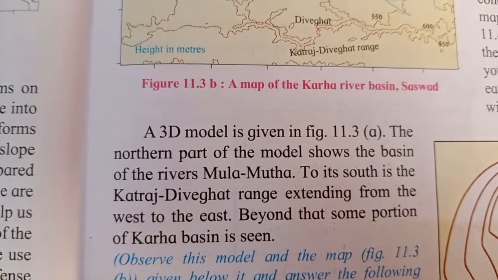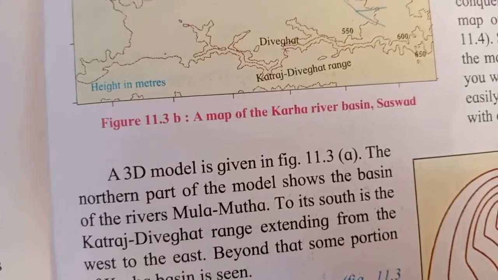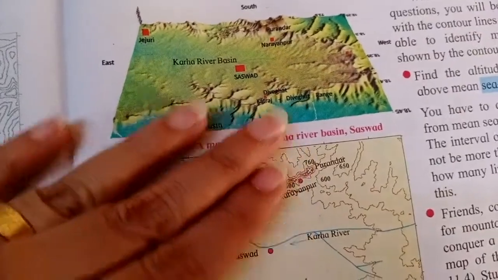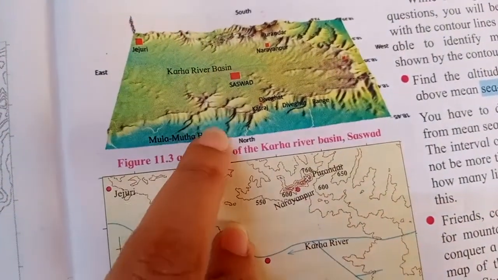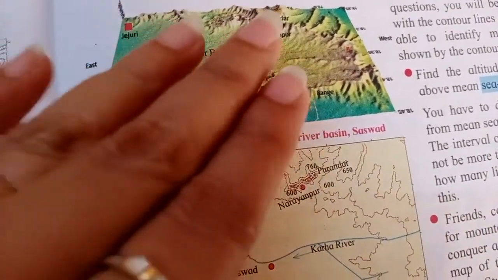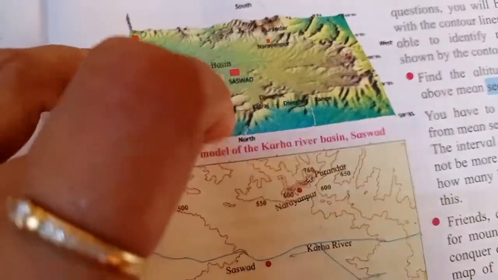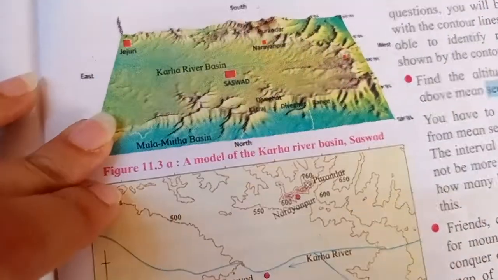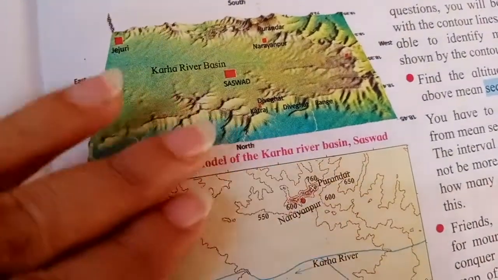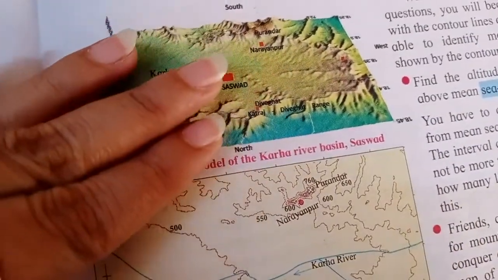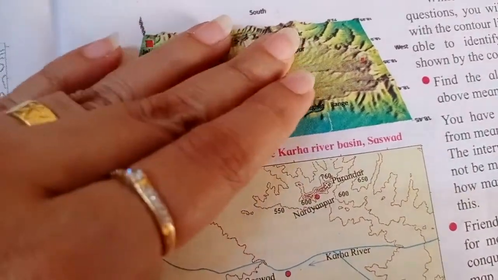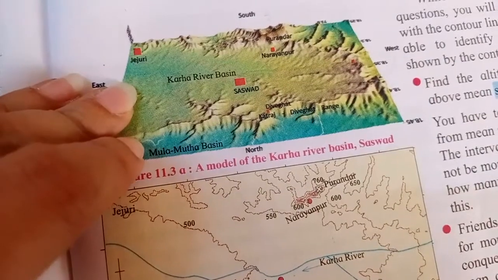A 3D model is given in figure 11.3. So in 11.3 you can see they have given a 3D model. If there is a 3D model like this, you can see there are some mountains shown. Not in your book, but when you touch the actual model, you can see that it is not plain like a paper. You can experience that this part is up, which means there is a mountain, this part is down, and this part is plain, which means it is a river basin.